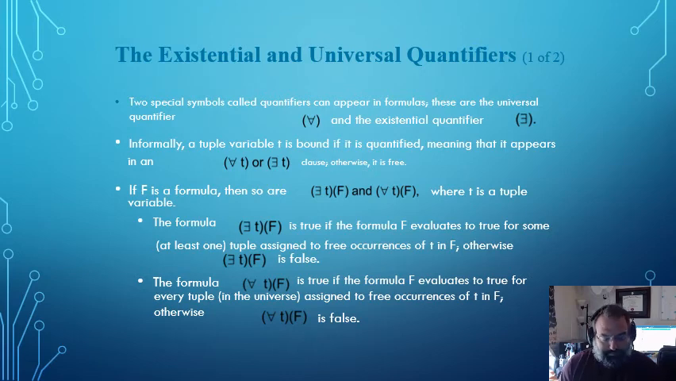The formula (∀t)(F) is true if the formula F evaluates to true for every tuple in the universe assigned to free occurrences of t in F; otherwise it is false.